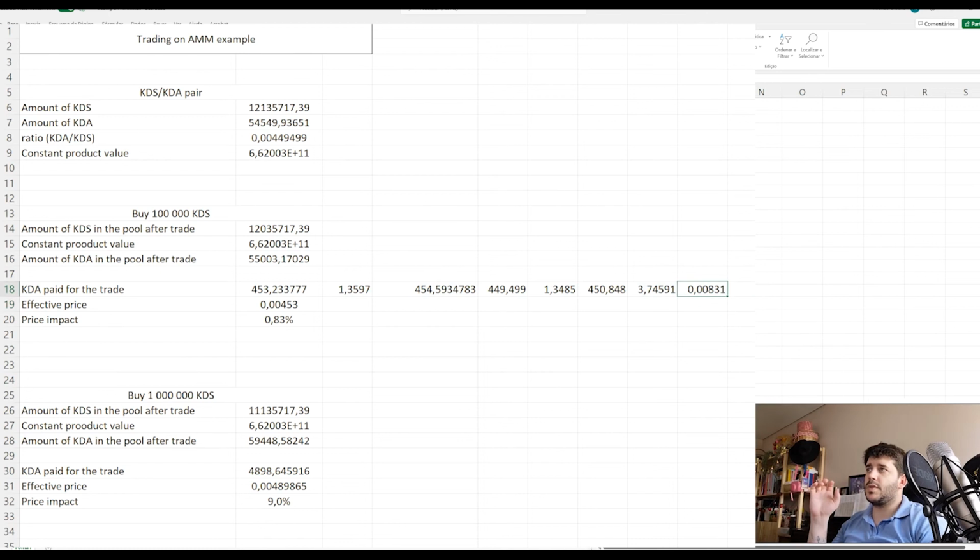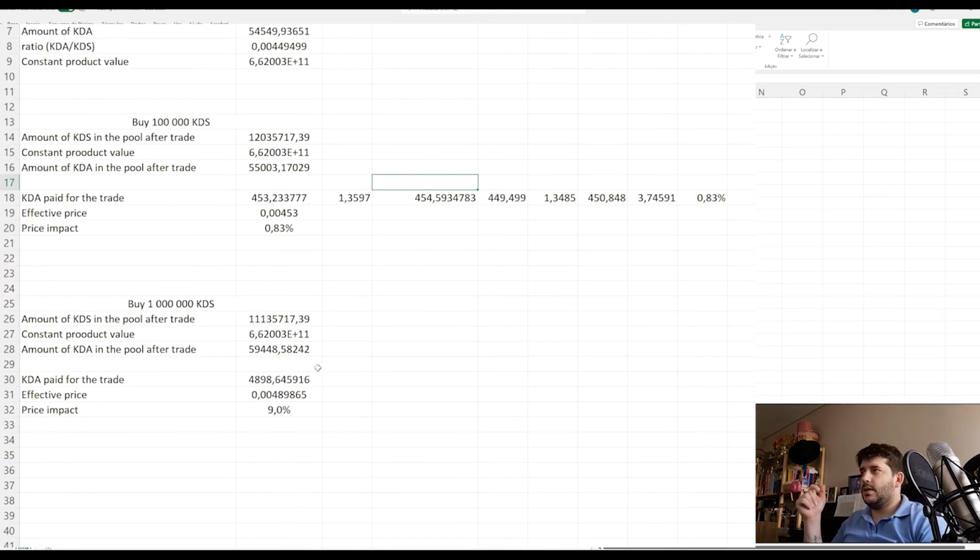If you put it in percentage, it's the same, right? Basically, you are paying 0.83% more than the initial ratio would suggest, and this is because you're trading, so you're changing the ratio inside the pool, and you need to pay for that change in price. Okay, but this is very little, right? This is not a big impact.